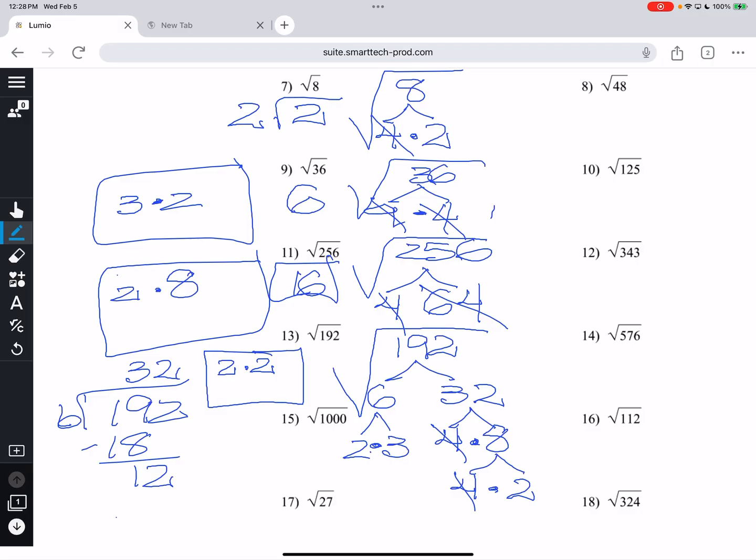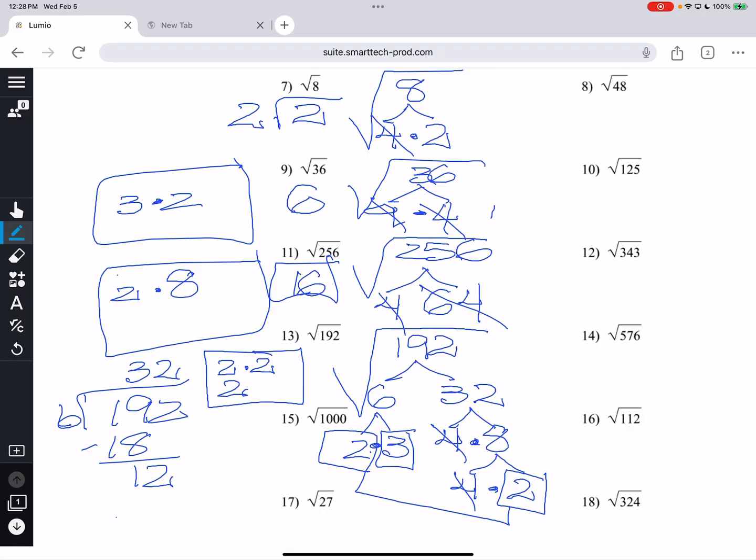None of those are perfect squares, but I want to show you this. We have a 2 right here, and if we were to multiply that by that 2 that's still underneath, what would we get? 4. And that would give us a perfect square, which means it breaks out as a 2. All right, and then we're left with what? What's underneath that hadn't been used? The 3.